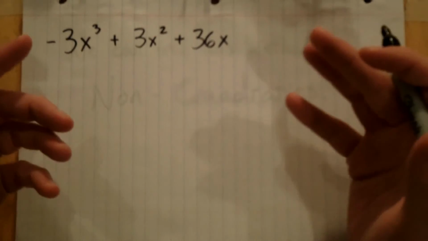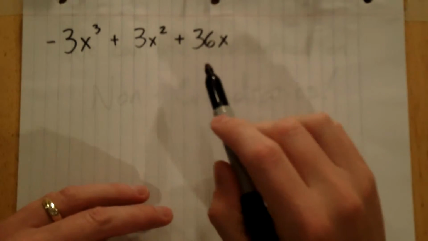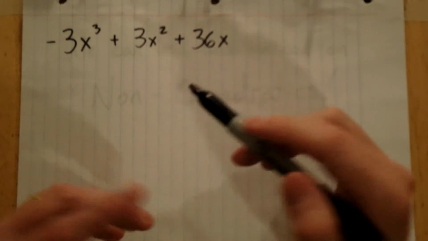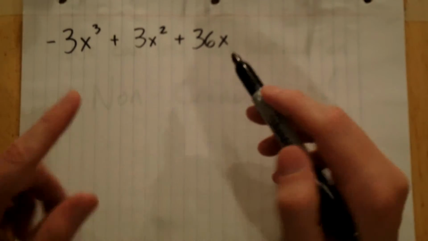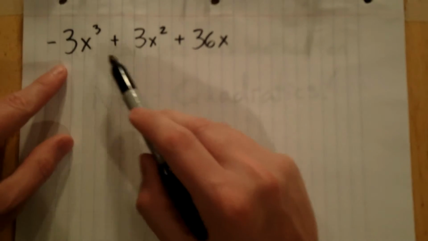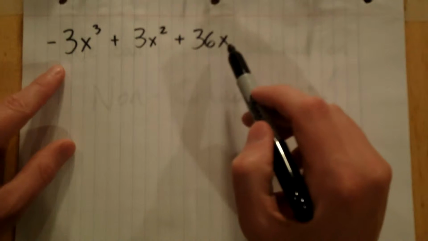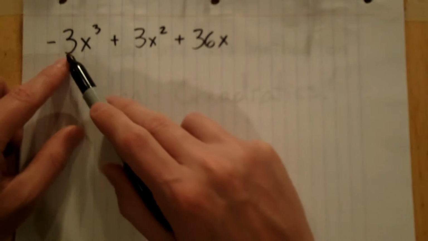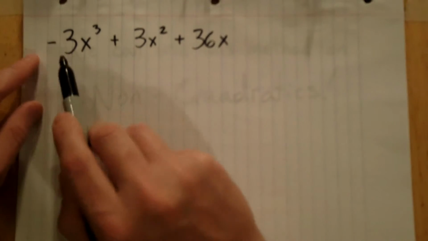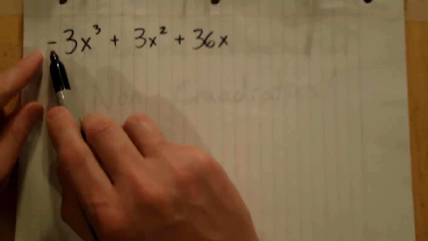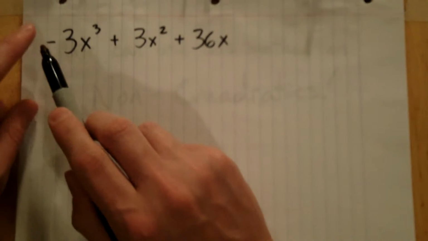We should also remember that, as always, it's sometimes necessary to factor out a greatest common factor before we can use this factoring method, like here: negative 3x cubed plus 3x squared plus 36x. It looks like we've got a greatest common factor of 3x. Also, this first term has a negative sign in front of it, so we should probably factor out that negative sign as well.